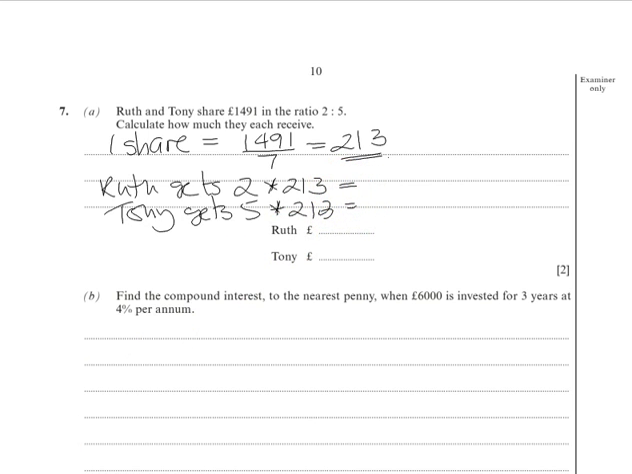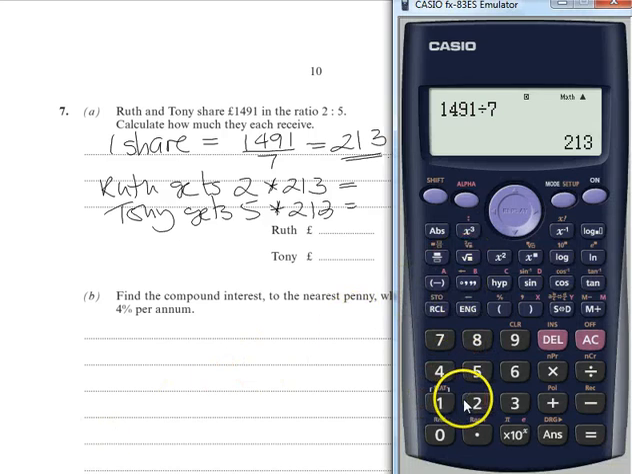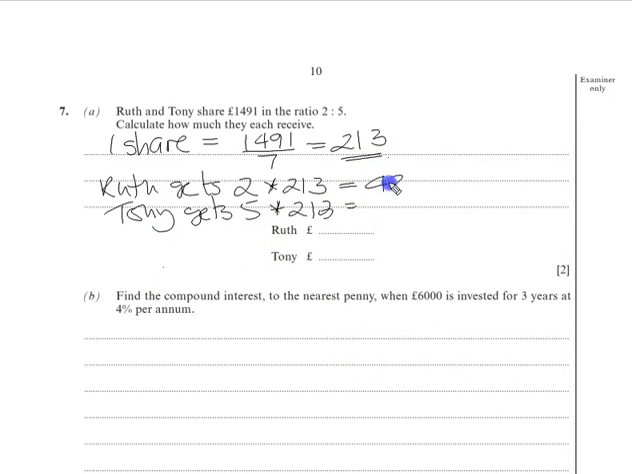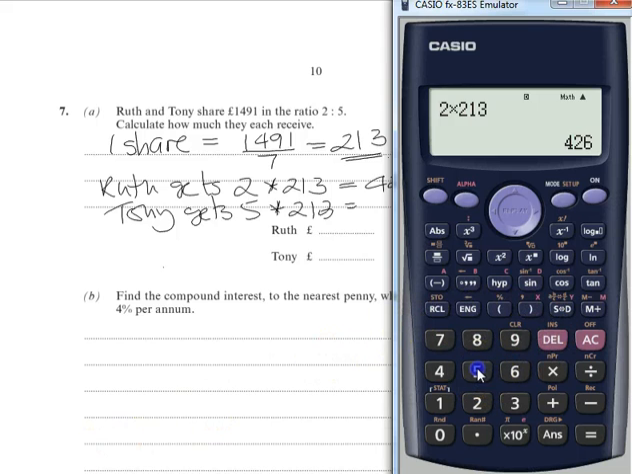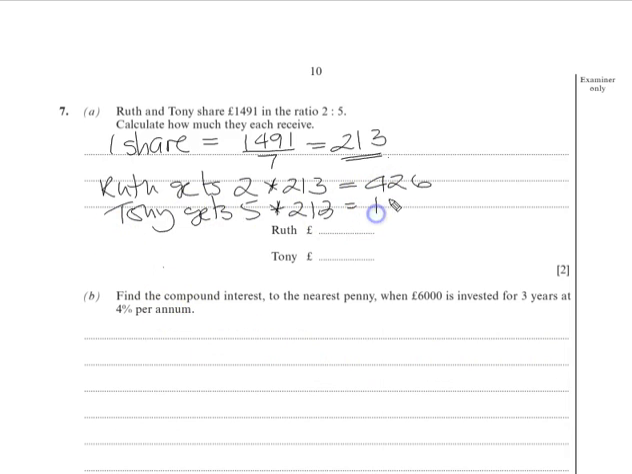So let's type them in a calculator then. 2 shares would be 2 times a share, 426. And Tony gets 5 shares, so you get 5 lots of 213, which is 1065. There we go. So Ruth gets 426 quid and Tony gets 1065.